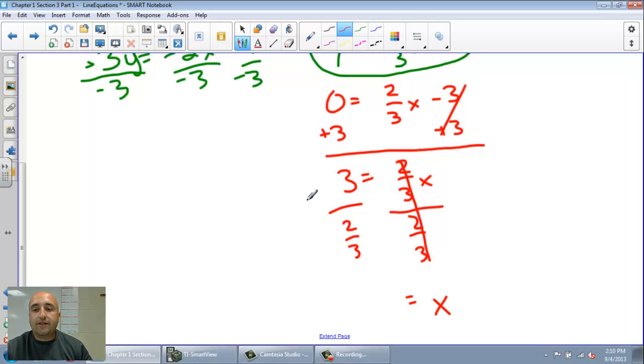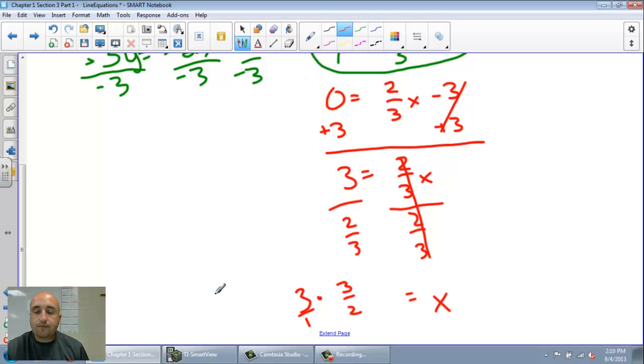X equals. Now, let's remember going back. When you divide by a fraction, that really means multiply by the reciprocal. So you take whatever's on top, and you're going to multiply it by the reciprocal of your fraction, which is 3/2. And very easily turn 3 into a fraction by putting it over 1. And now all we have to do is multiply straight across.